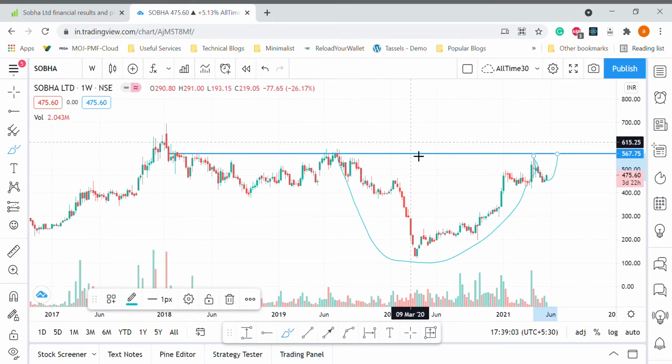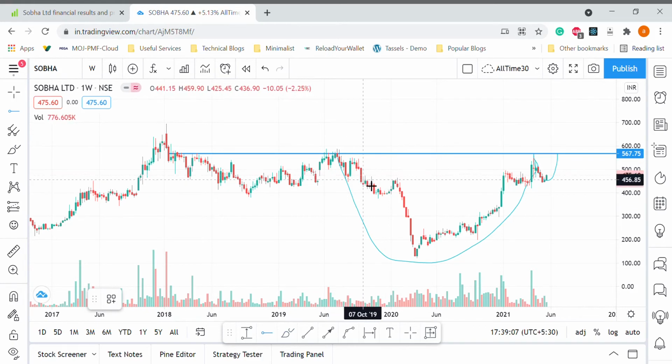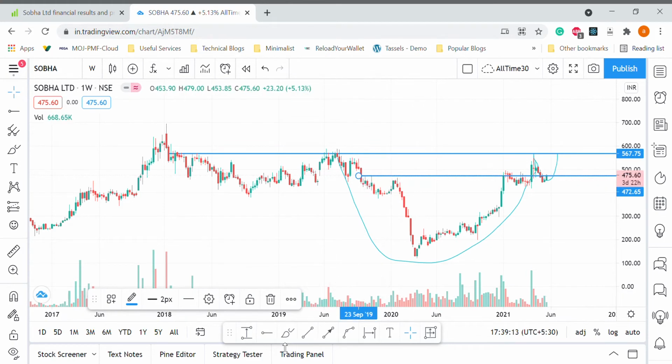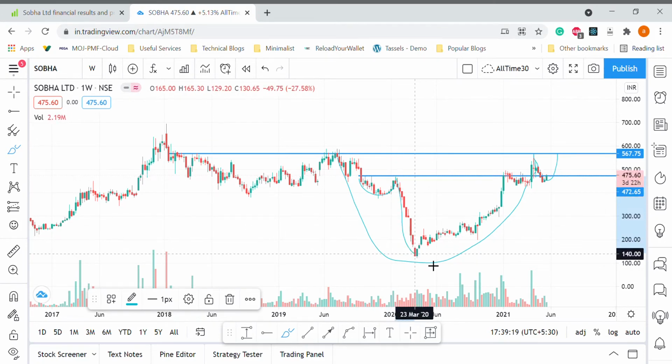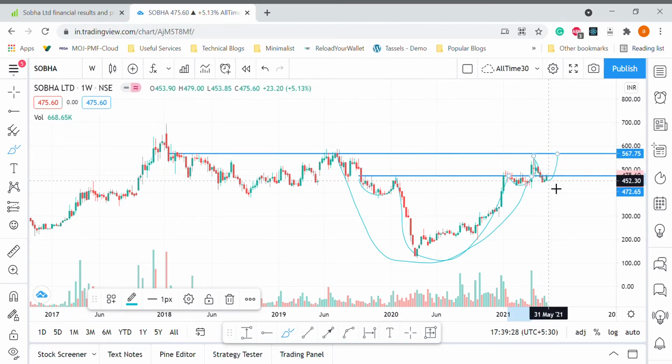The other pattern is reverse head and shoulder that has already triggered before this. This is the point which is the reverse head and shoulder point. As I told you, it's a range kind of support. This is the first shoulder, the left shoulder. This is the head for this particular stock, and this was the shoulder. After this it tried to move up, then it's coming down, but it will move up based on the previous chart pattern.